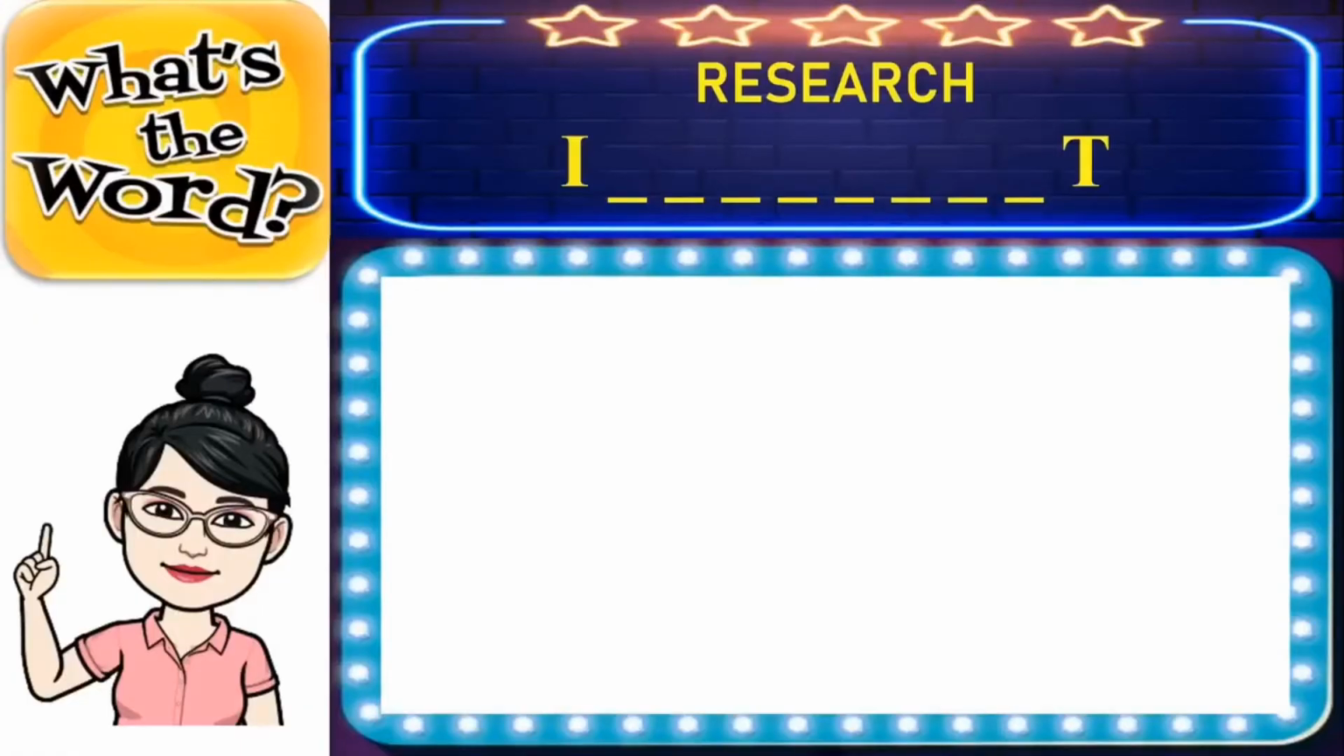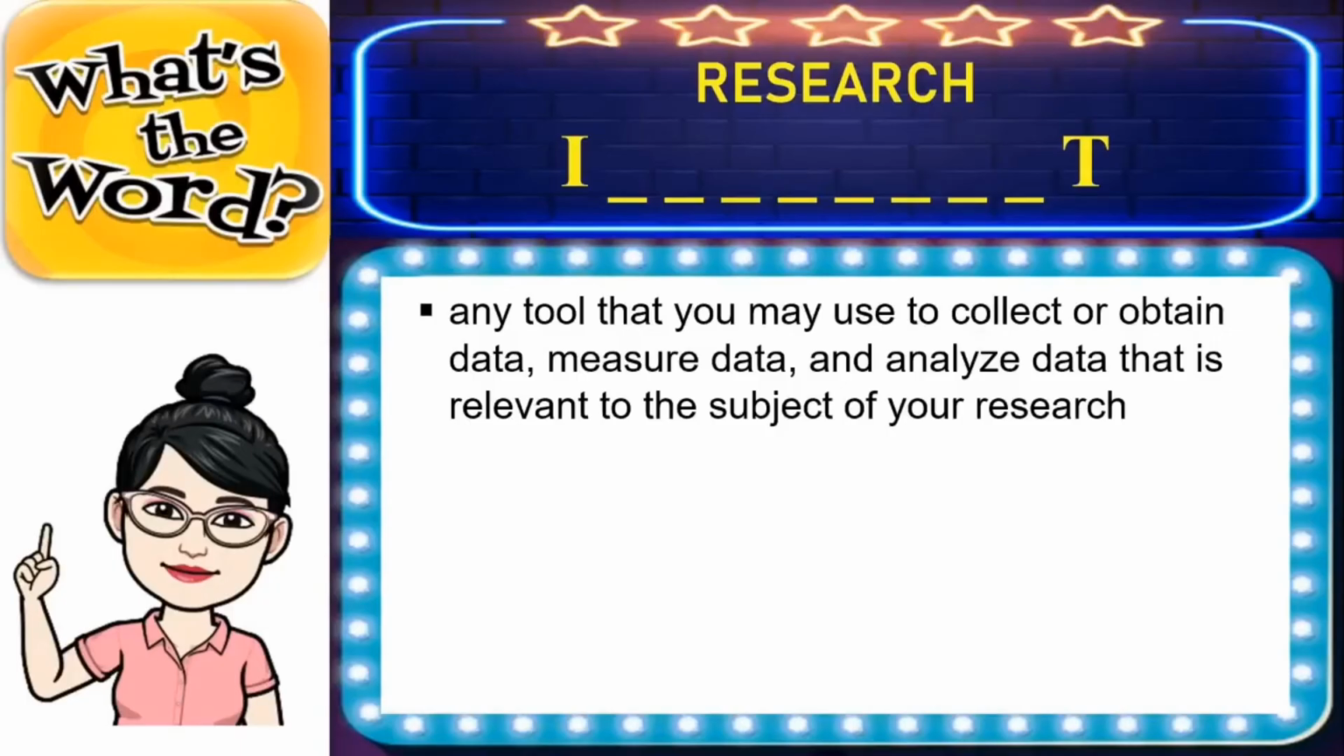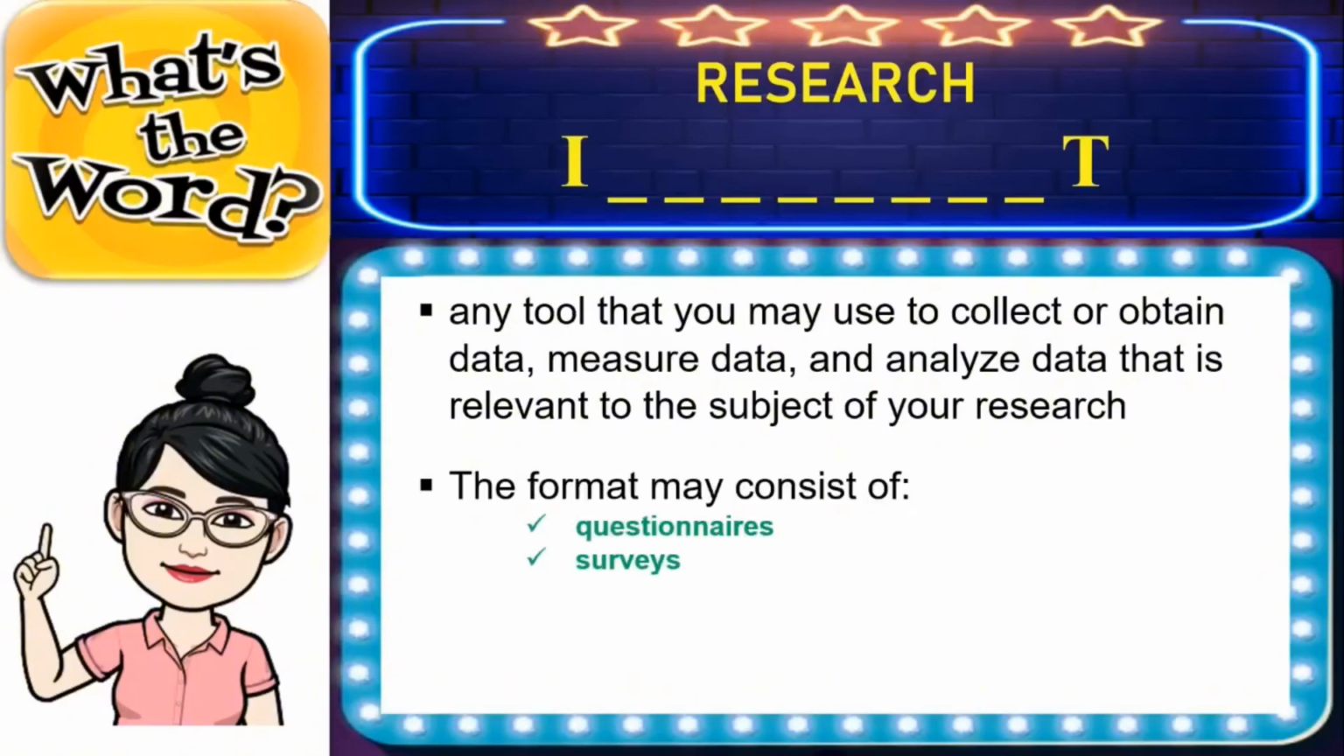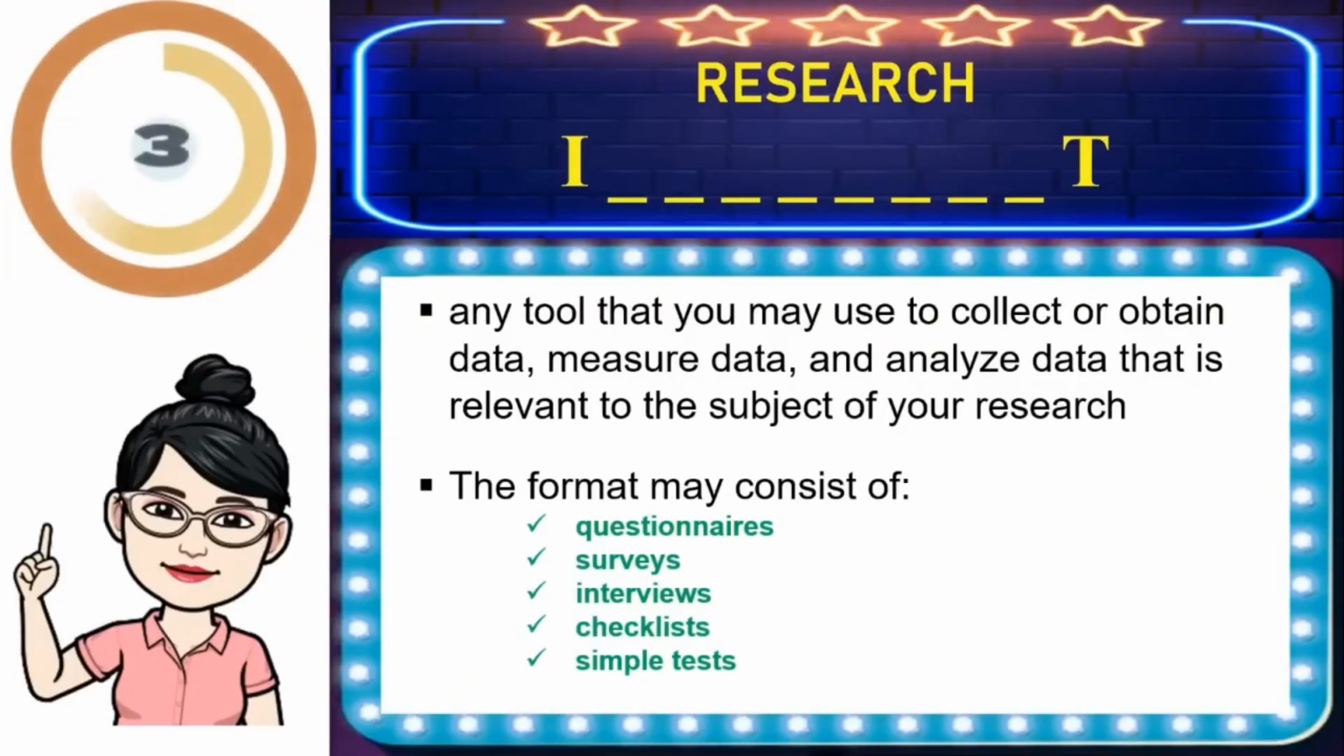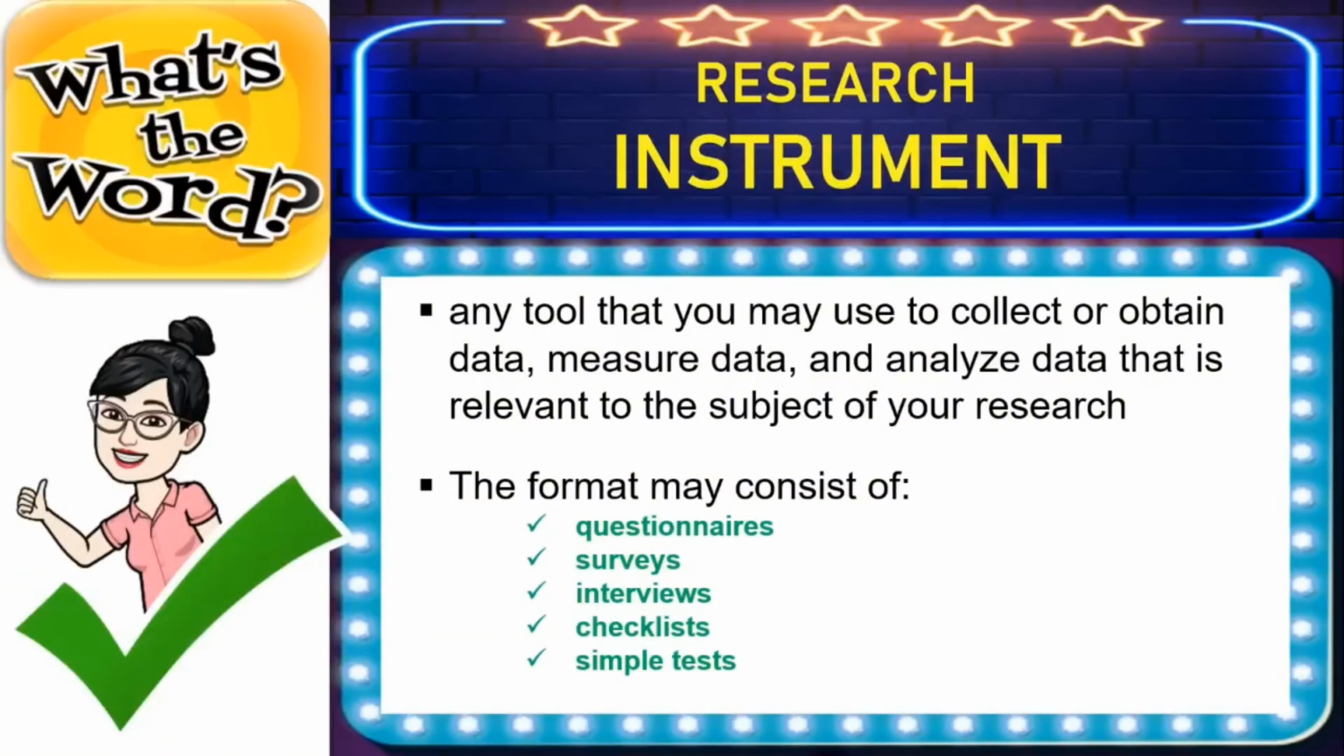Now, let's proceed to our next word. It is any tool that you may use to collect or obtain data, measure data, and analyze data that is relevant to the subject of your research. The format may consist of questionnaires, surveys, interviews, checklists, or simple tests. The answer is research instrument. The choice of which specific research instrument tool to use will be decided on by the researcher.